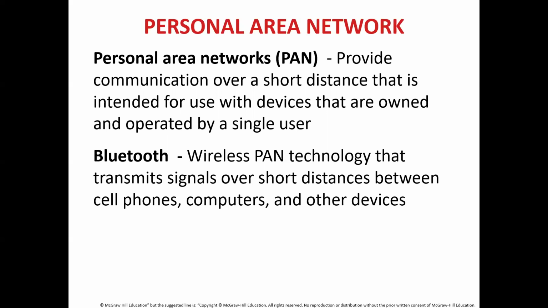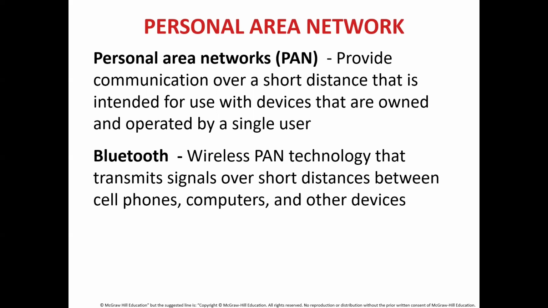PAN provides communication over a short distance that is intended for use with devices that are owned and operated by a single user. One example of PAN is Bluetooth. Since Bluetooth's development in 1994 by the Swedish telecommunications company Ericsson, more than 1,800 companies worldwide have signed on to build products on the wireless specifications. Bluetooth is named to honor a 10th century Viking king, Harald Bluetooth, who is credited with uniting Denmark and bringing order to the country.